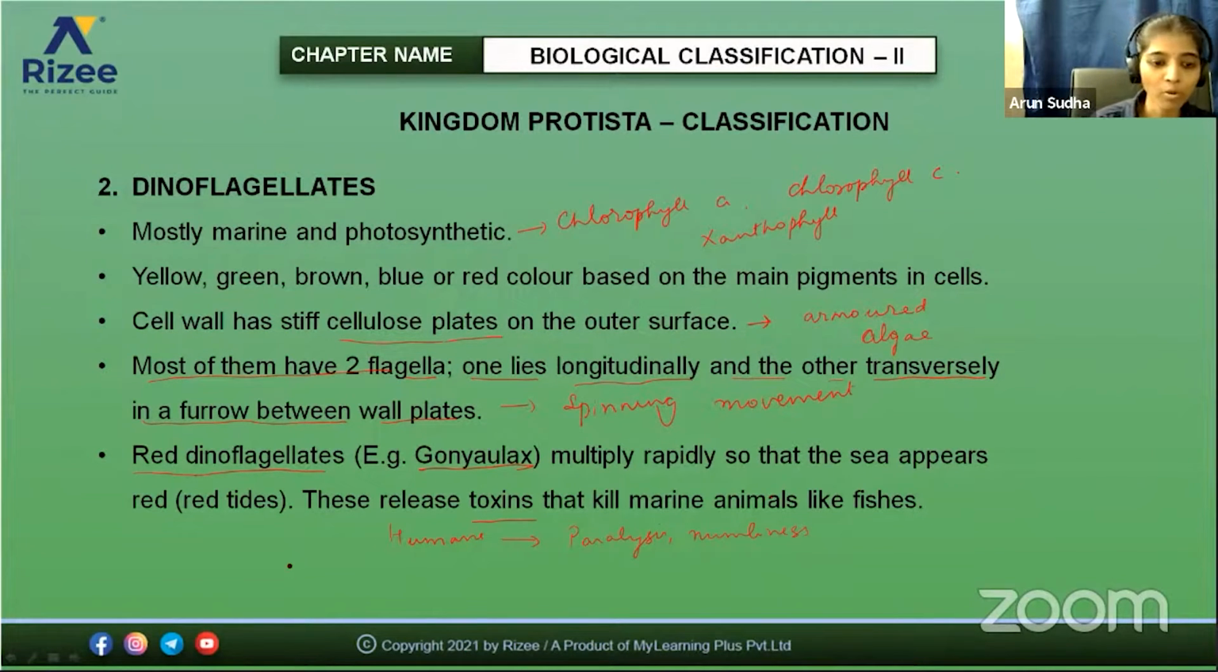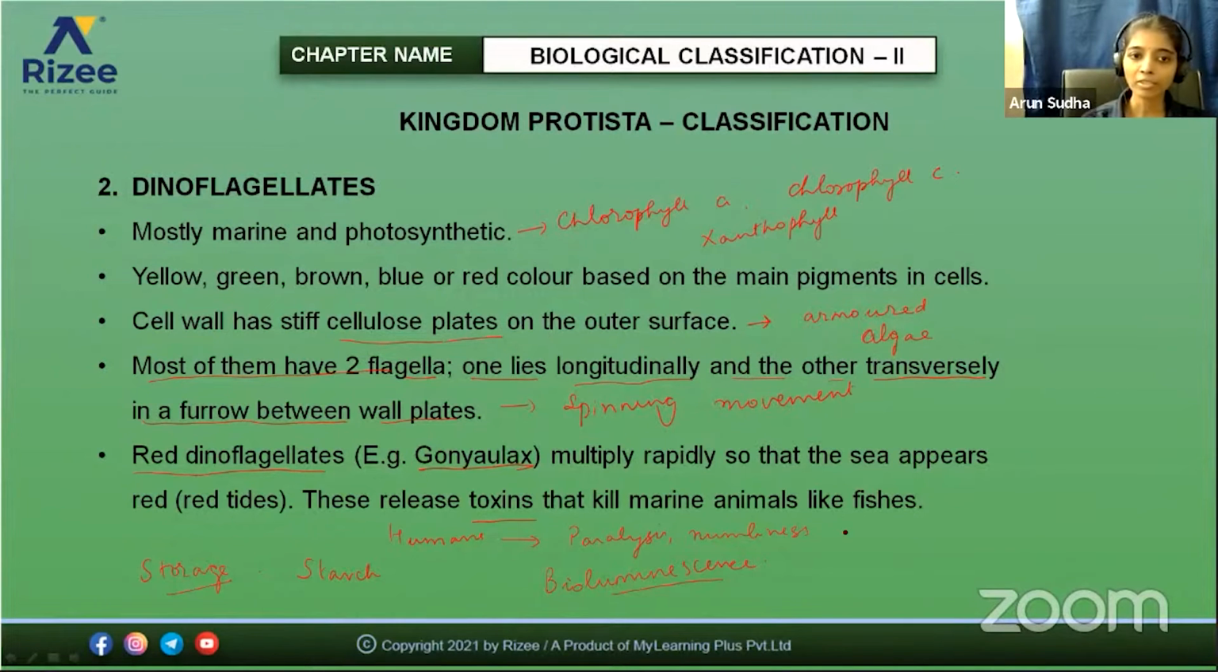The main storage form of food here is starch. It is stored as starch. And one more feature of these dinoflagellates is that they show bioluminescence. So what do you mean by bioluminescence? Because of the pigments, they emit light. That property is called bioluminescence. So they glow in the dark. That is bioluminescence, which is one of the properties of dinoflagellates.